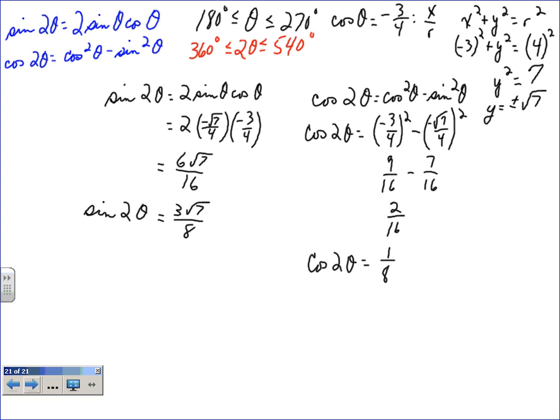Double angles. You don't really need to know this as far as the red up here. I was wondering, why is that given? Because I needed to know that if that's in the third quadrant, then this is negative square root of 7 over 4. We didn't necessarily need it for the cosine, because it's going to be squared anyway, but I did need it for the sine of 2 theta.